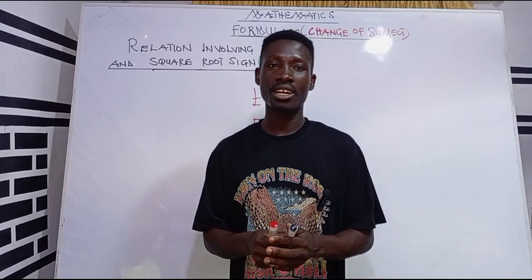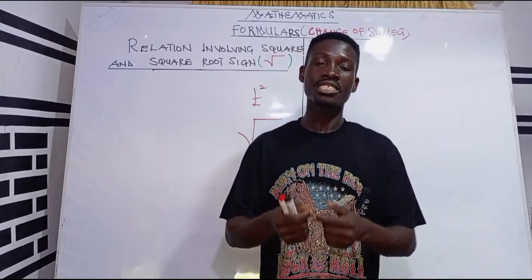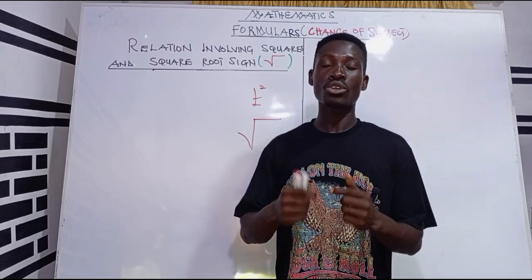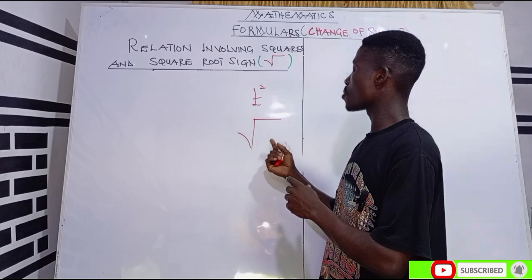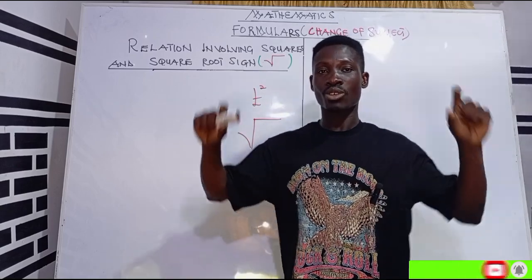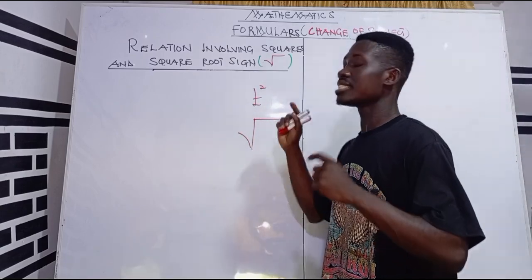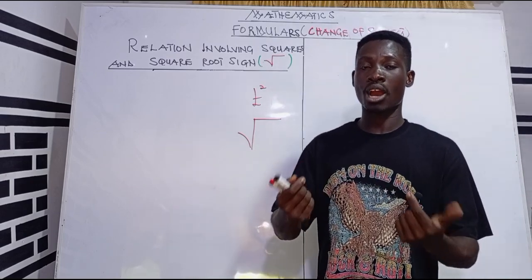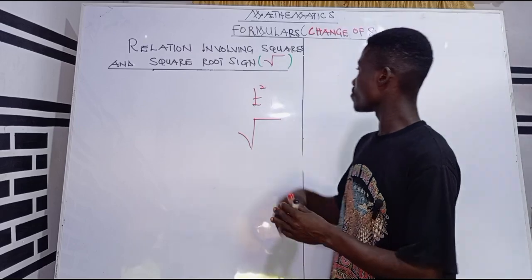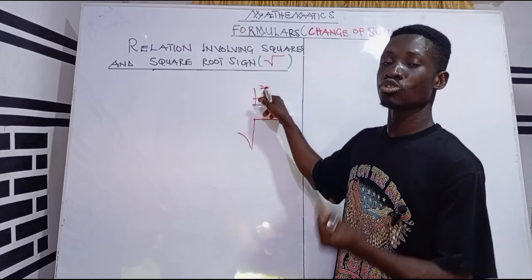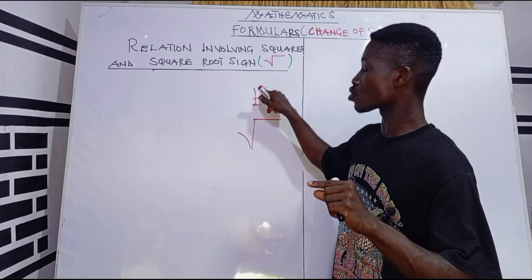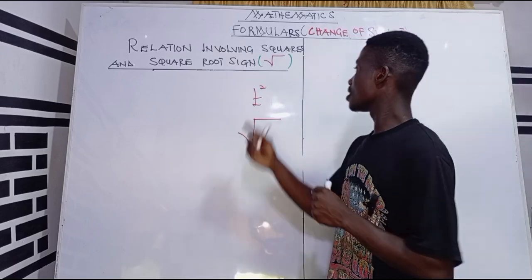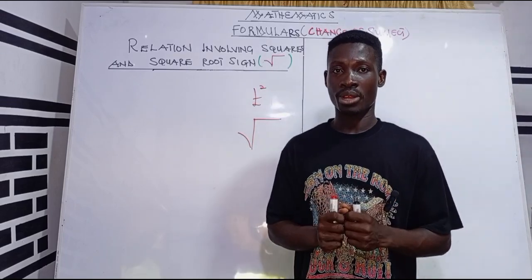Now, when you have a relation or a formula that involves the square root sign, what you must do to do away with the square root sign is to square both sides of the equation. Also, when you have a formula or equation that involves a squared variable, to cancel the square on the variable, we take the square root on both sides of the equation.